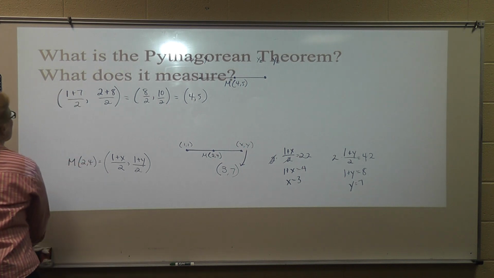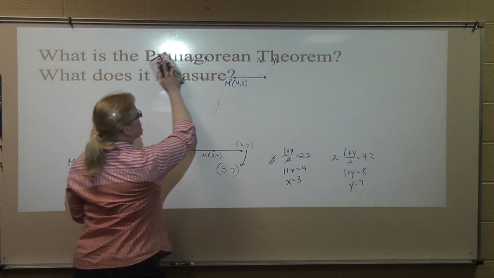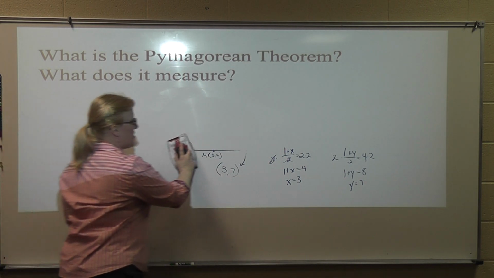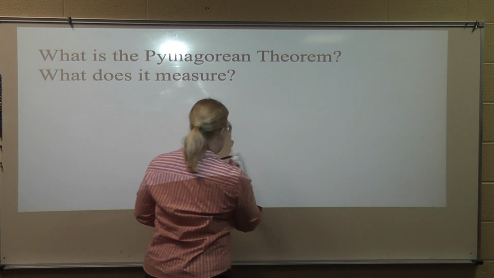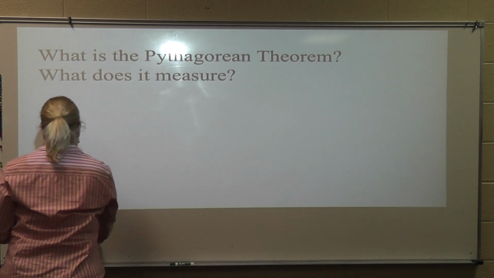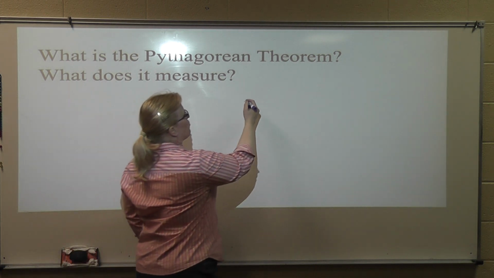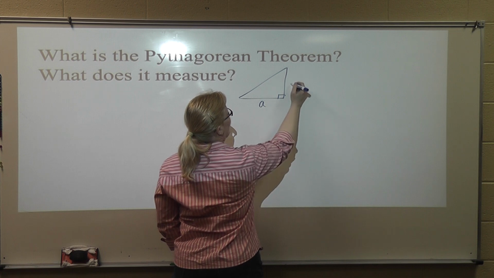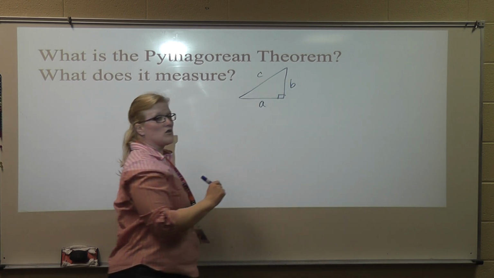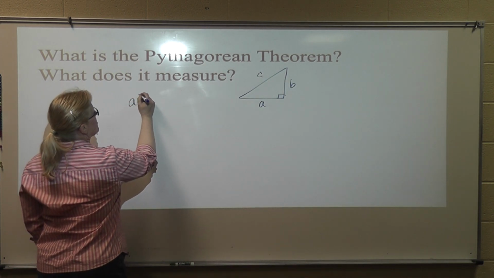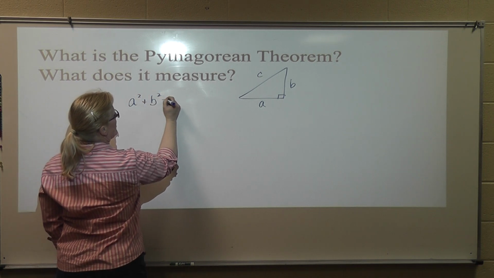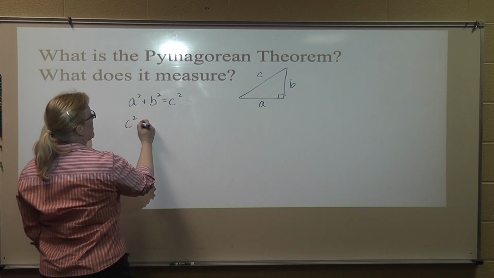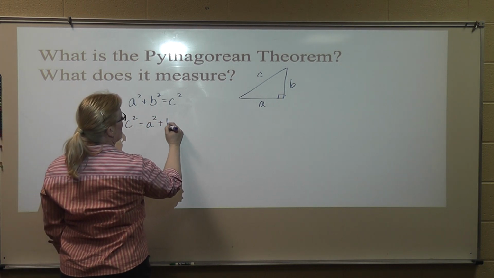Okay, so switching gears just a tiny bit. What is the Pythagorean theorem? I think a lot of you know that already. You've probably covered it before. It's when we have a right triangle and we have a side A, a side B, and my hypotenuse C, and A squared plus B squared equals C squared. I could also write it C squared equals A squared plus B squared.